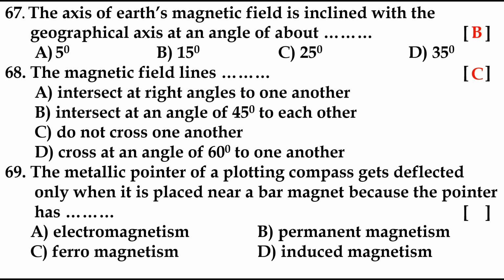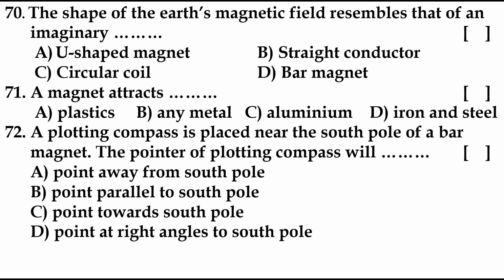69. The metallic pointer of a plotting compass gets deflected only when it is placed near a bar magnet because the pointer has dash. A. Electromagnetism, B. Permanent magnetism, C. Ferromagnetism, D. Induced magnetism. Answer is option B. Permanent magnetism. 70. The shape of the Earth's magnetic field resembles that of an imaginary dash. A. U-shaped magnet, B. Straight conductor, C. Circular coil, D. Bar magnet. Answer is option D. Bar magnet.